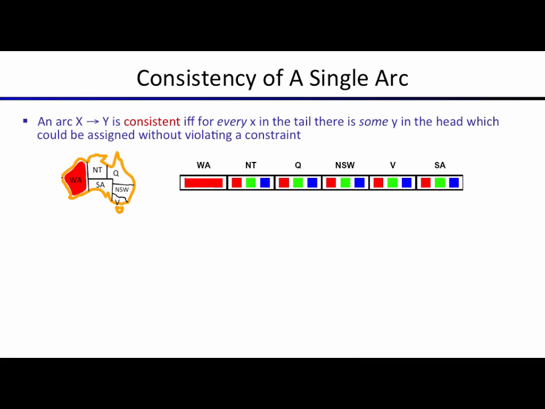Okay, so let's see an example of this. Let's say I pick this arc. It goes from Northern Territory to Western Australia. And for it to be consistent, it must be the case that for every value in Northern Territory, there's something that I can assign in Western Australia that is consistent. Is this arc consistent? Who thinks this arc is consistent? Okay. Who thinks this arc is not consistent? All right, good. So what's the problem? What is the value that we would have to eliminate? Red. All right, so this arc isn't consistent because of this guy.